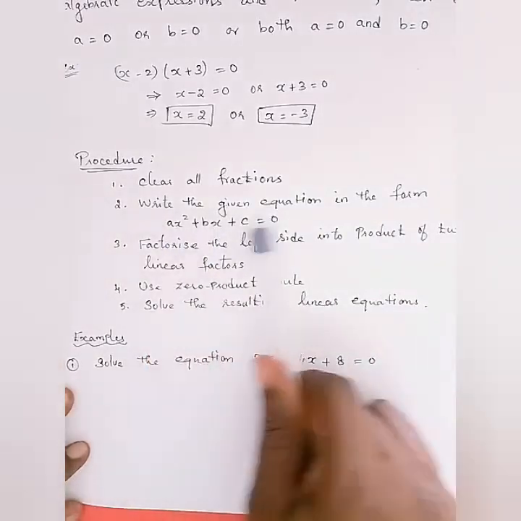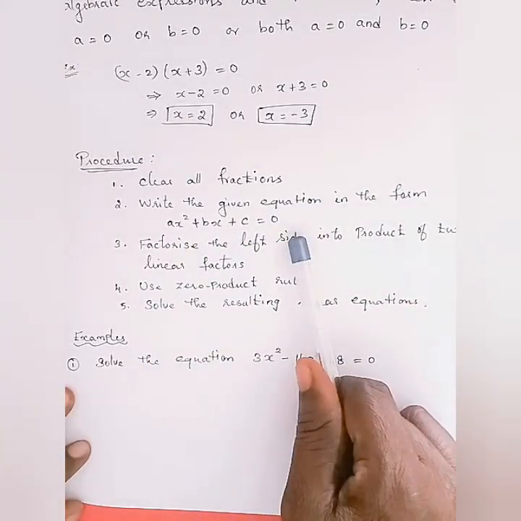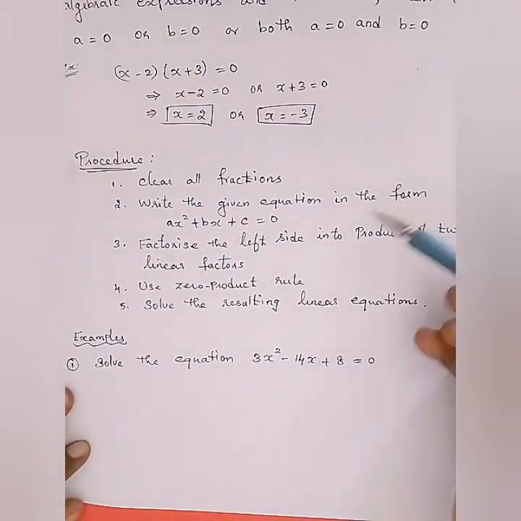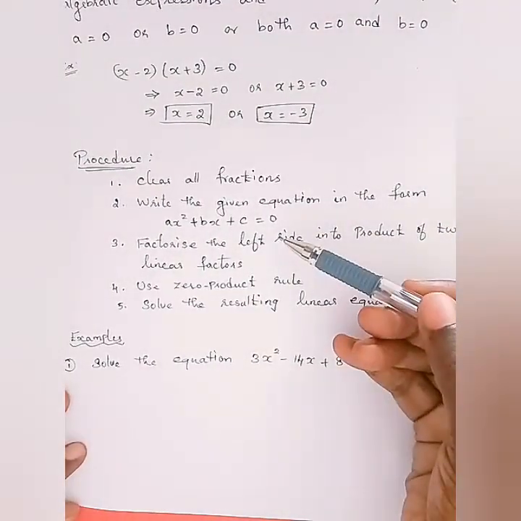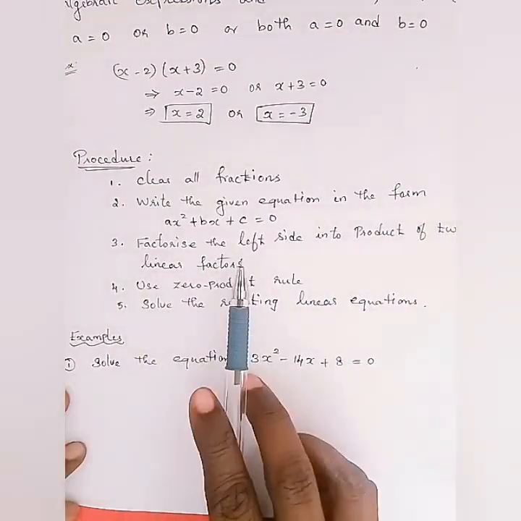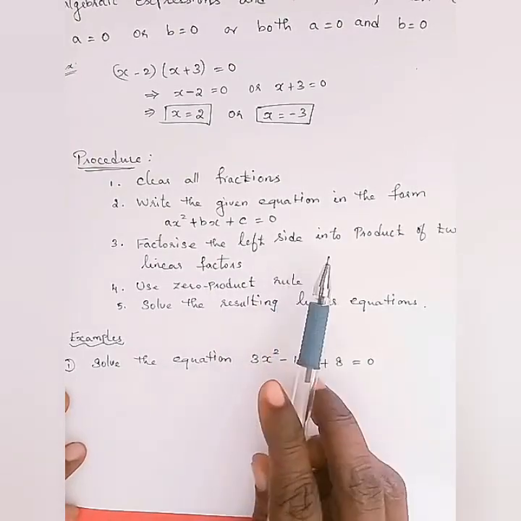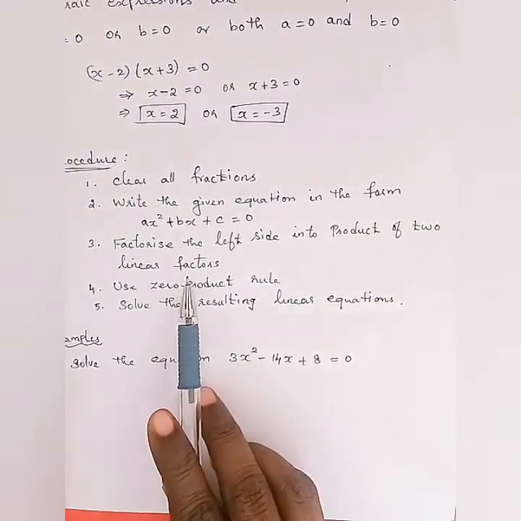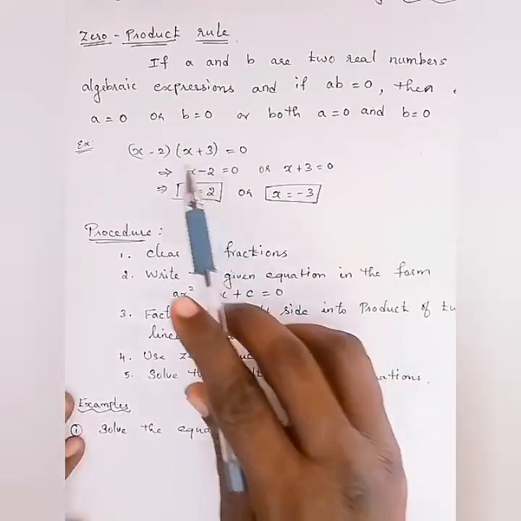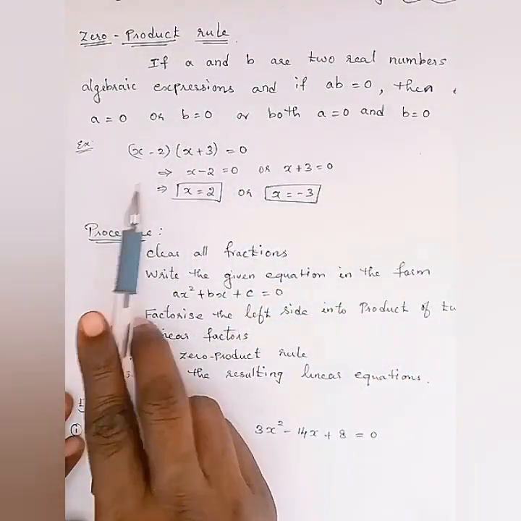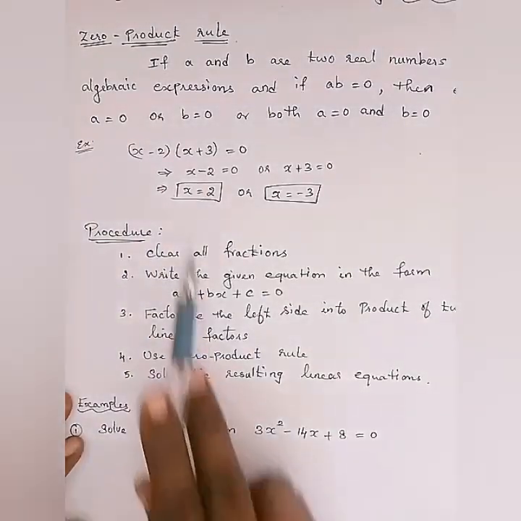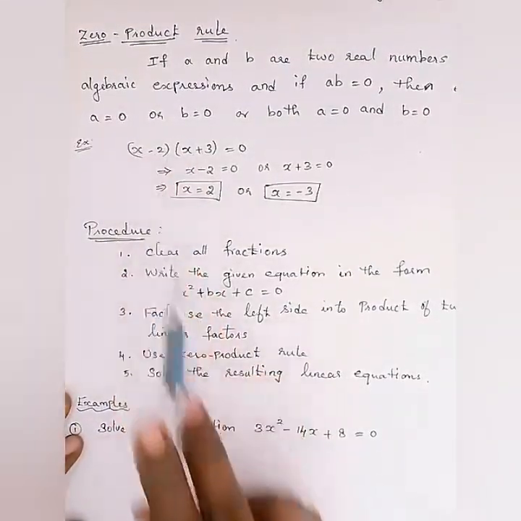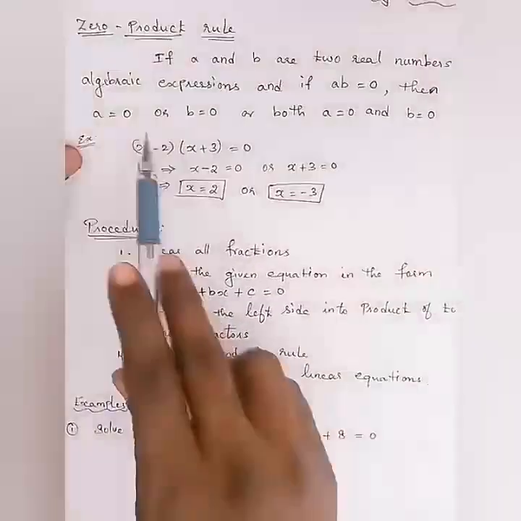Second, write the given equation in the form of ax square plus bx plus c. So you must bring it to this format. Once you bring it to this format, factorize the left side. The left hand side you want to factorize into a product of two linear factors. If you see the problem, you will understand. Like this they are saying, factorize the left side into a product of two linear factors. Like this is the product of two linear factors. They are asking to bring it like this.